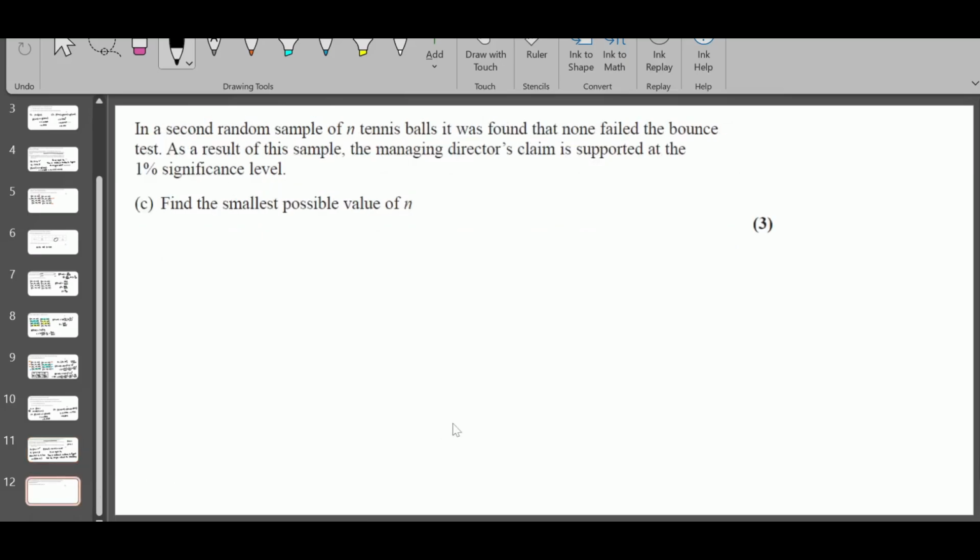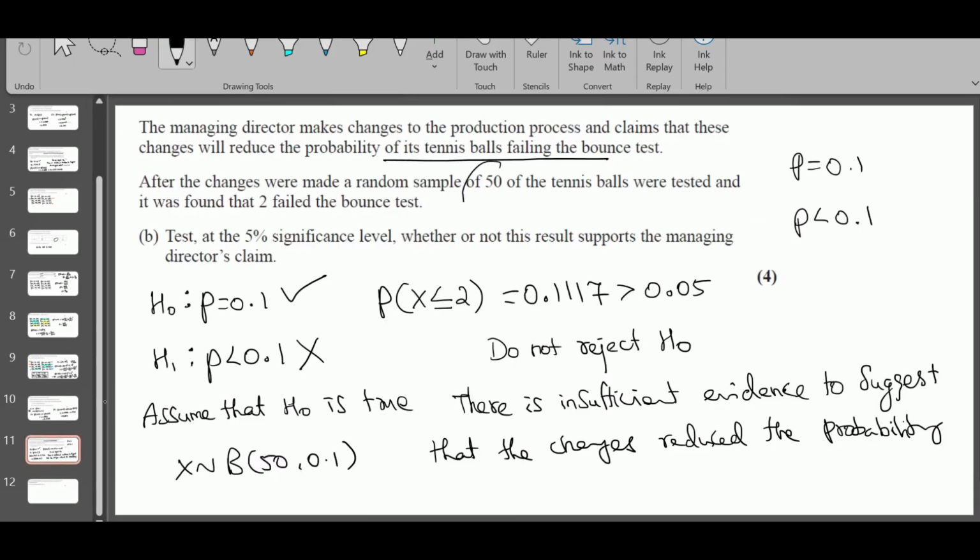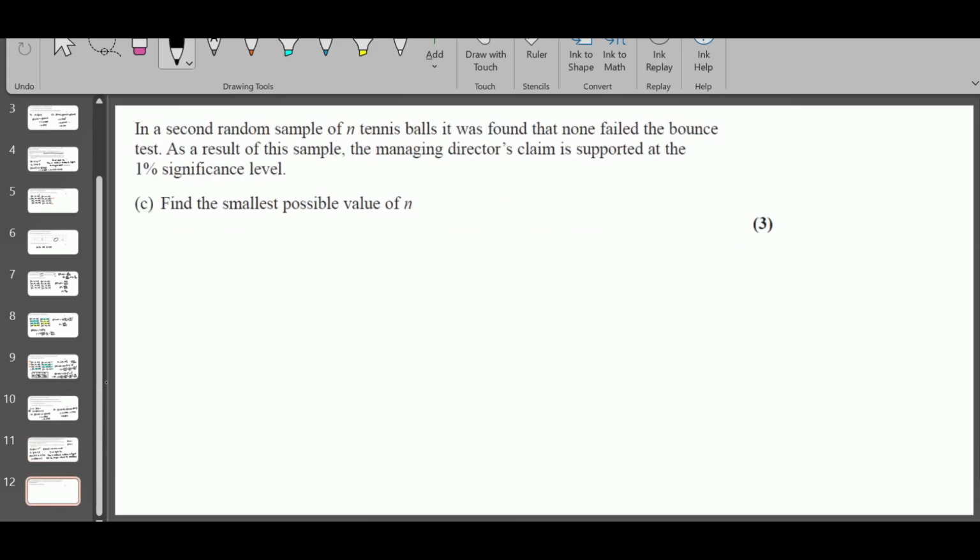Let's look at part C. In a second random sample of n tennis balls, it was found that none of them failed the bounce test. Okay. So they have taken a second sample. In the first sample, they have taken 50 of them. 2 failed, right? And after the hypothesis testing, we rejected the manager's claim, right? Okay, now they have taken another sample and none of them failed the bounce test. As a result of this sample, the managing director's claim is supported at 1% significance level.